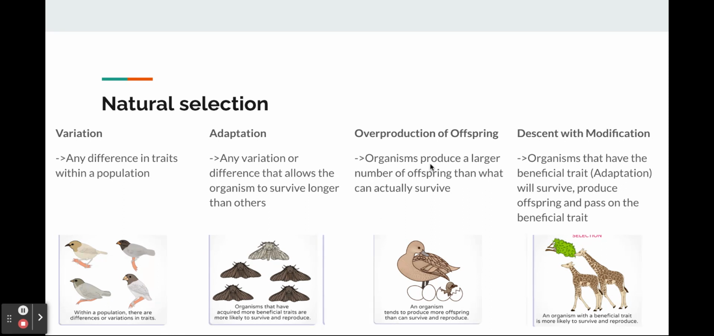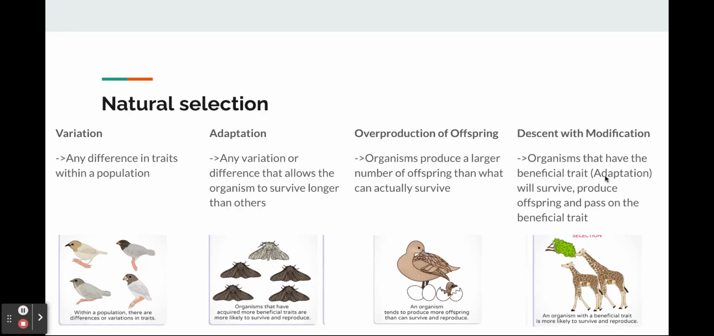Overproduction of offspring: organisms are going to produce a larger number of offspring than what can actually survive. So, this is based on space, based on other limited resources, and this creates a form of competition that happens between those individuals. And that just, again, allows for adaptations. So, a differentiation between beneficial and non beneficial traits.